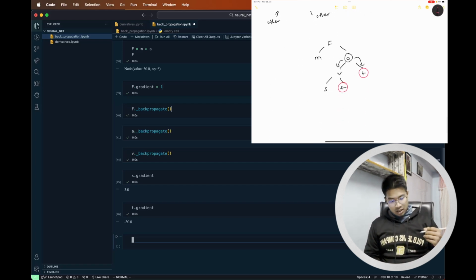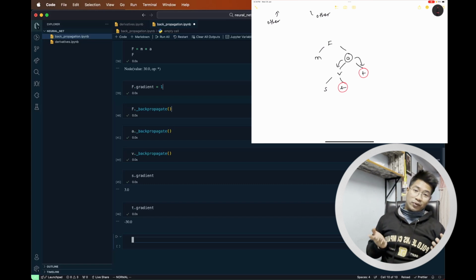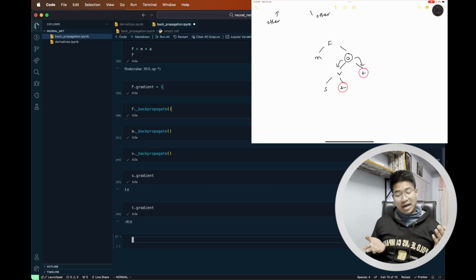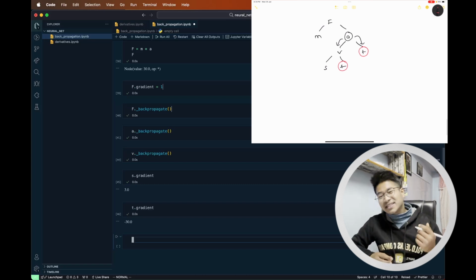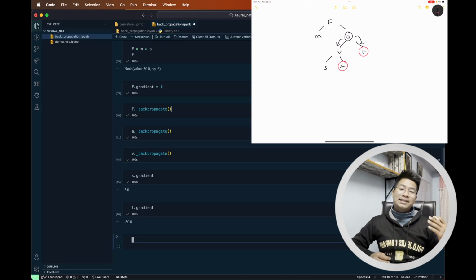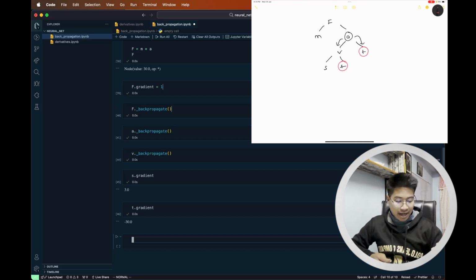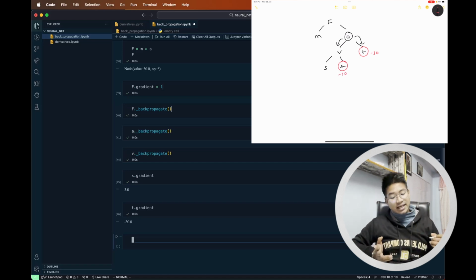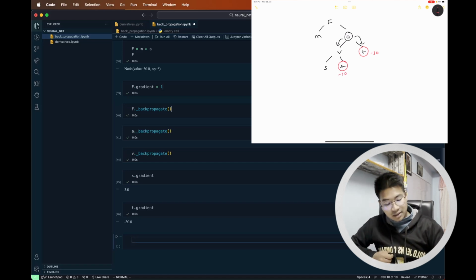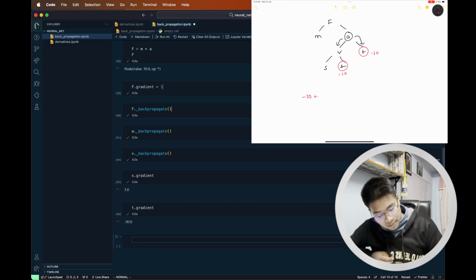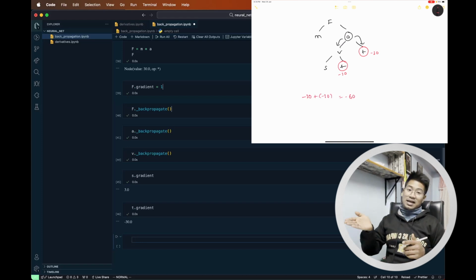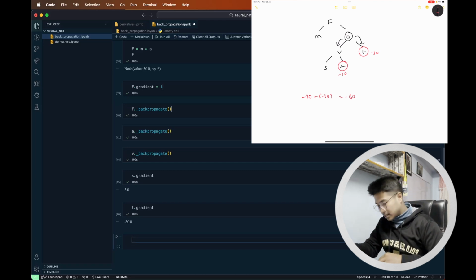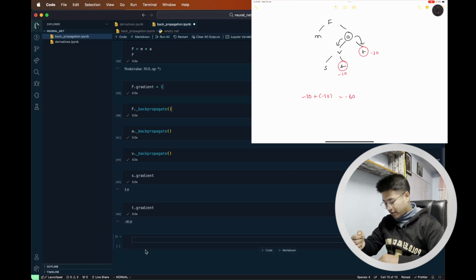We actually talked about this in a previous video as well. Because t appears 2 times, its gradient is not right. The gradient over here is negative 30, the gradient over here is negative 30, so the actual gradient for t should really be negative 30 plus negative 30, which is negative 60. So this over here is now wrong. That means I should fix that. So how do we fix that?